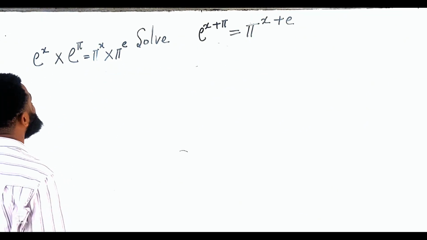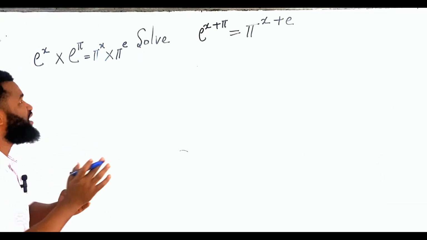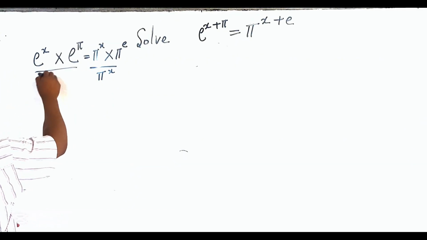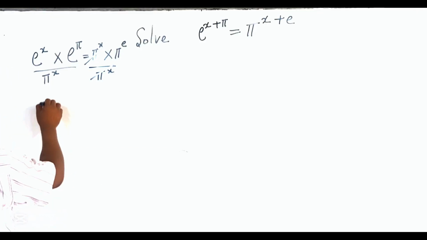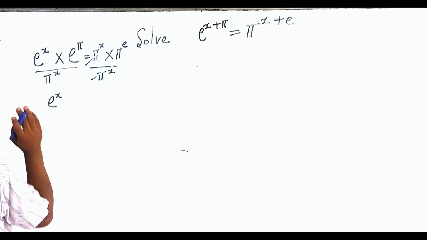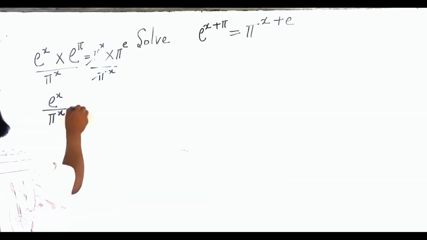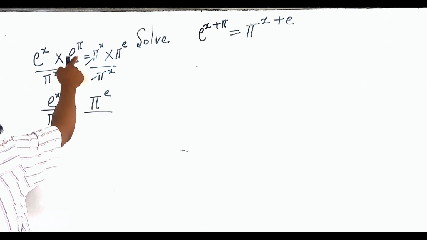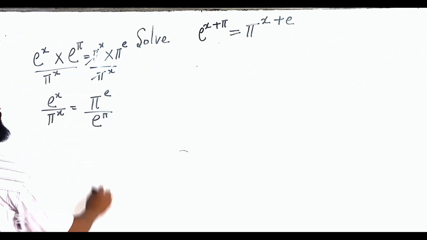The next thing I am going to do is to push all the ones that have x to one side. So I'm going to divide by pi raised to power x, divide by pi raised to power x. So this cancels this, and I have e raised to power x all over pi raised to power x, which is equal to pi raised to power e, divided by e raised to power pi.